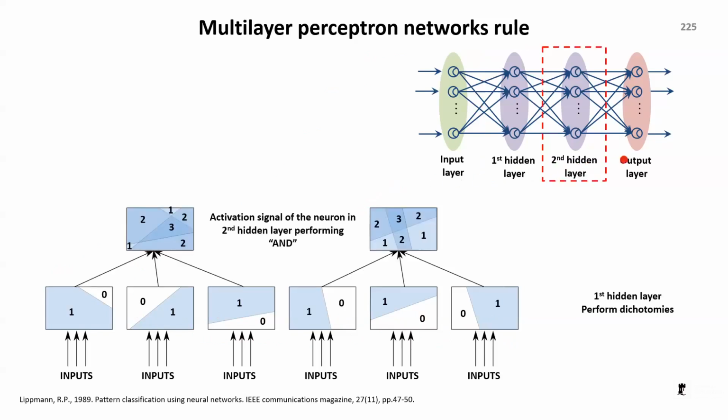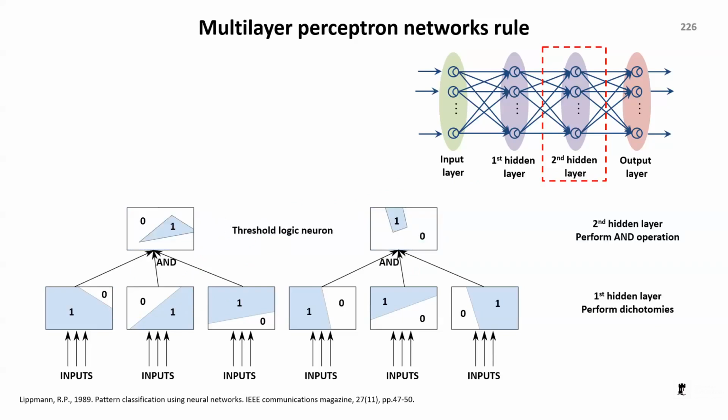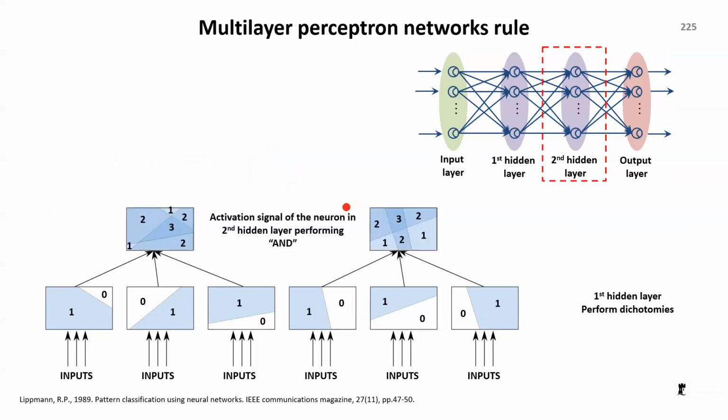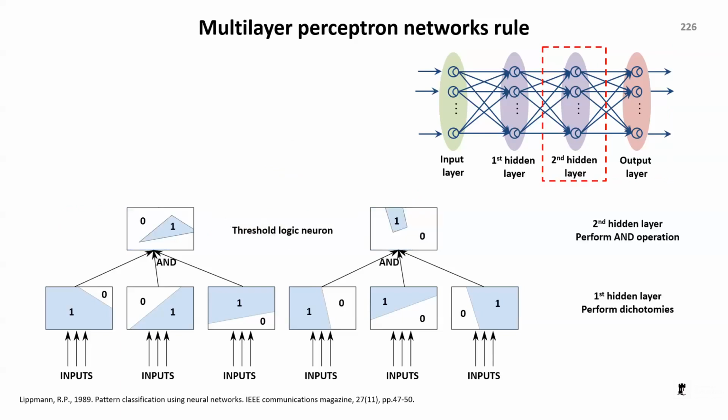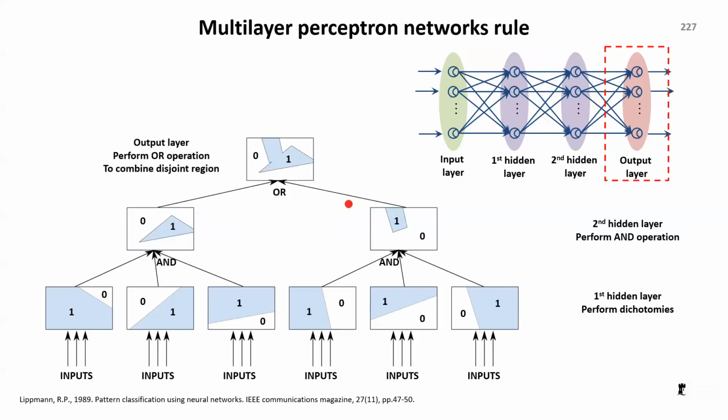And then the second hidden layer, because it is an AND, imagine if we perform AND on this, we can have this, right? And then the threshold logic neuron will impose this. Because it is AND, only the one that is overlapping, that is the solution. And then the final OR will combine this and this.